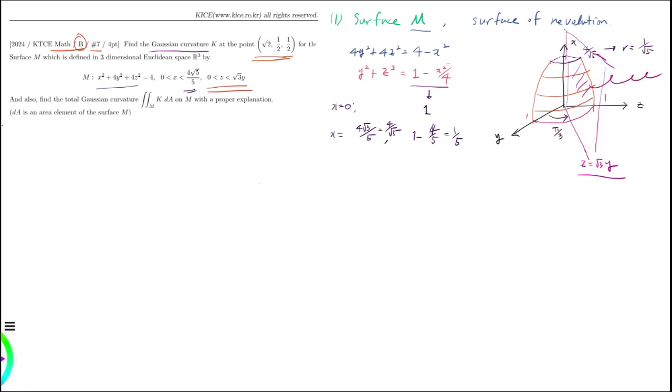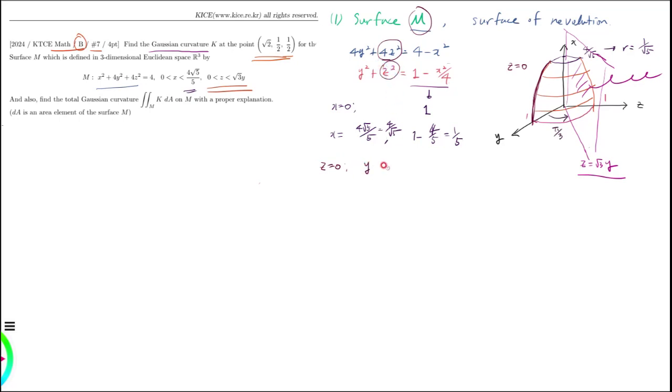And since this is a surface of revolution, I can parameterize the surface capital M with some variable here. First, this line generates this curve when z equals 0, generates this surface of revolution. So when z equals 0 here, it goes away.